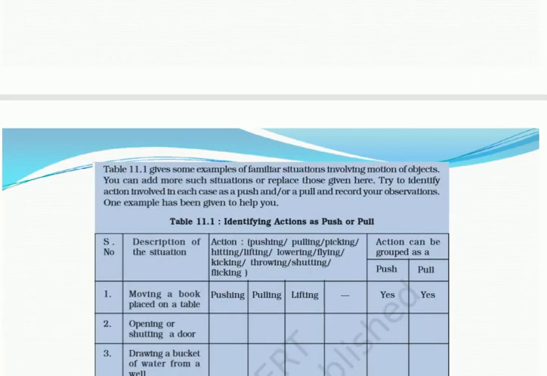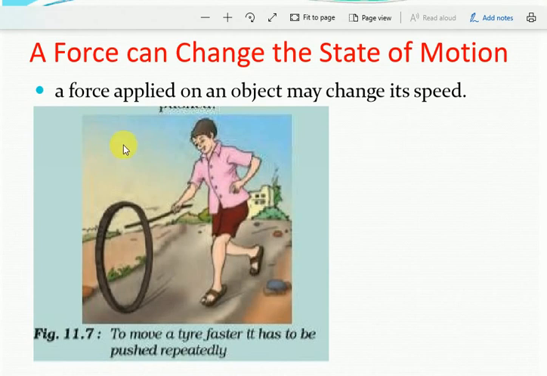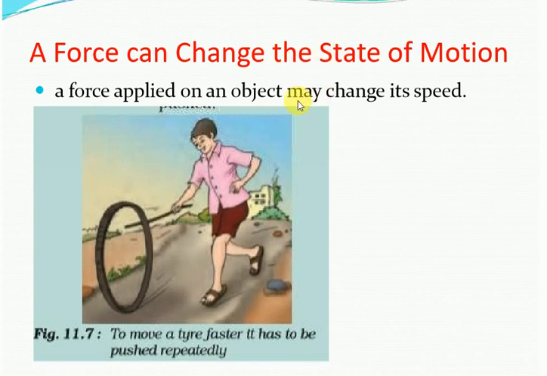So here, a force applied on an object may change its speed. Whenever a force is applied on an object, the speed of the object may change. Here the word "may" is used. It is not necessary that whenever a force is applied on an object, the speed has to change. It may change. So here let us take an example and try to understand the statement.